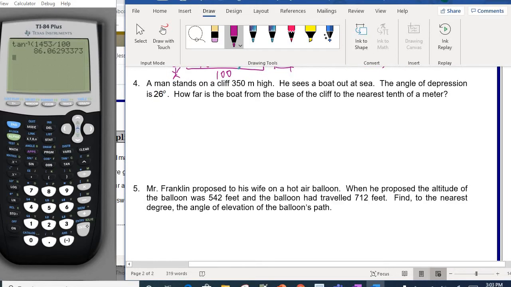All right, a man stands on a cliff 350 meters high. Okay, so let's say here's your cliff. Okay, here's your man at the top. The cliff is 350 meters high. He sees a boat out at sea. Okay, so here's our boat.